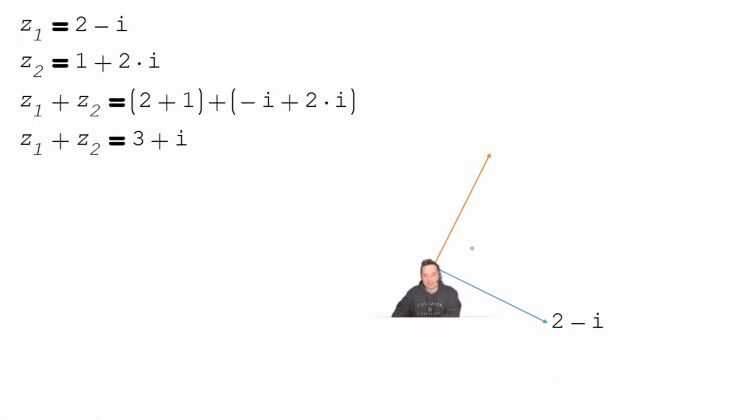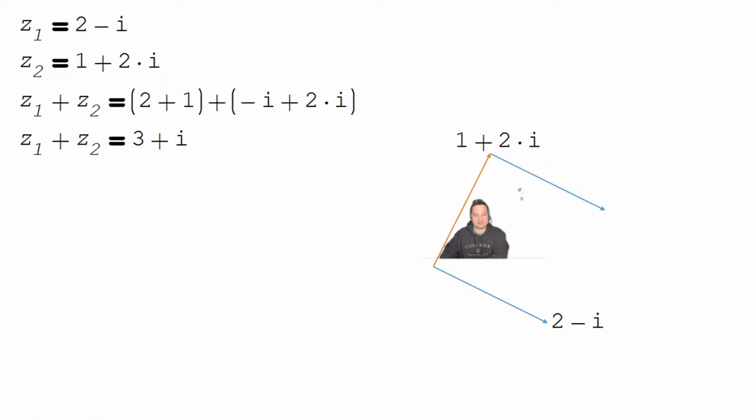Okay, that brown arrow represents the second number. That represents 1 plus 2i. So again, in simple English, you're going to go 1 to the right and then you're going to go 2 up. That's it. To form the sum, you basically add them the way you would add vectors.